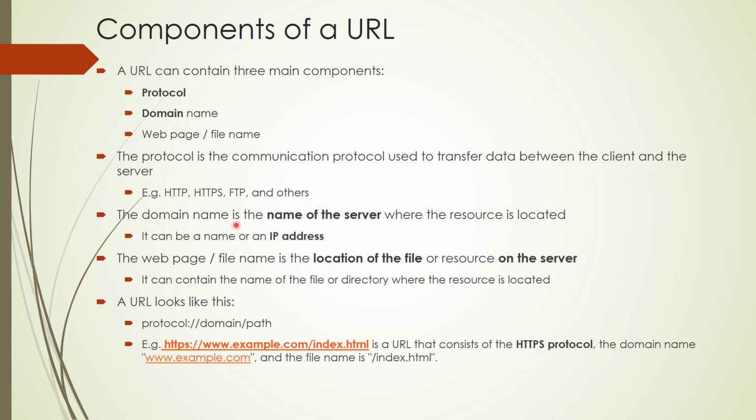Next is the domain name. The domain name is the name of the server. Basically, the domain name is the place where that piece of data is located, or you can say it is the name of the server, where the resource is located. It can be a name or an IP address.